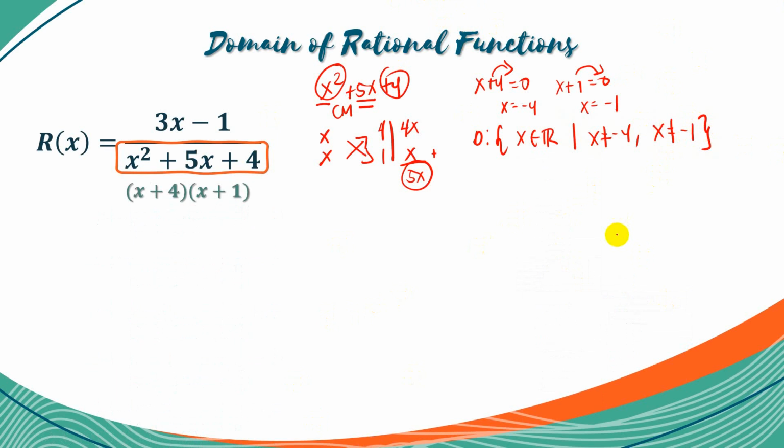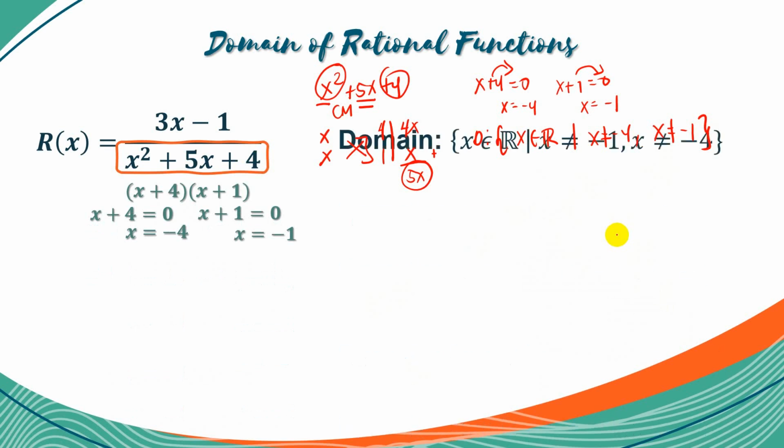This is the flow. We factored, we got x plus 4 and x plus 1, and then afterwards we have x plus 4 equals 0 and x plus 1 equals 0, and then transpose both positive 4 and positive 1. You will be getting x equals negative 4 and x is equal to negative 1. So therefore, the domain is x is an element of real numbers such that x is not equal to negative 1 and x is not equal to negative 4. That's how you solve it. That's how you factor. We use the cross method.